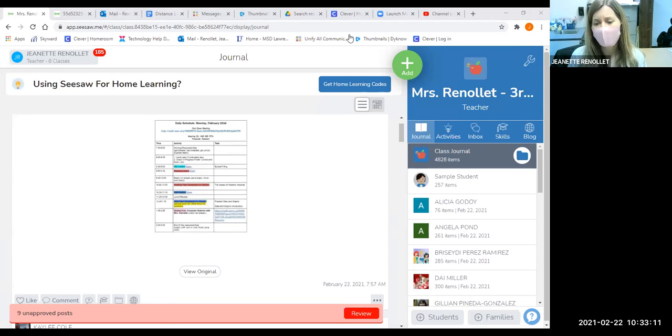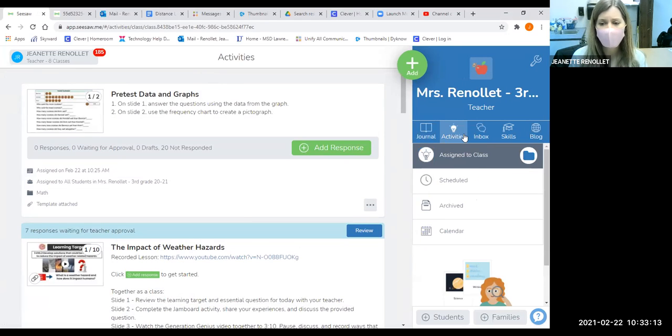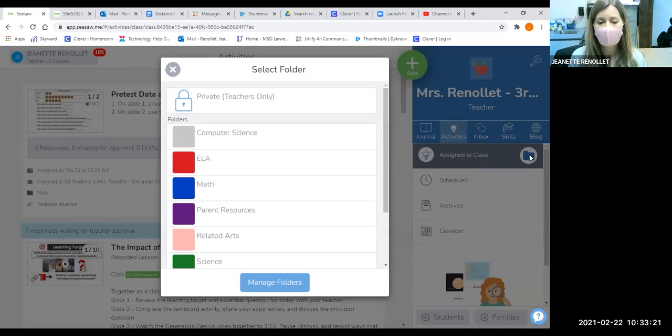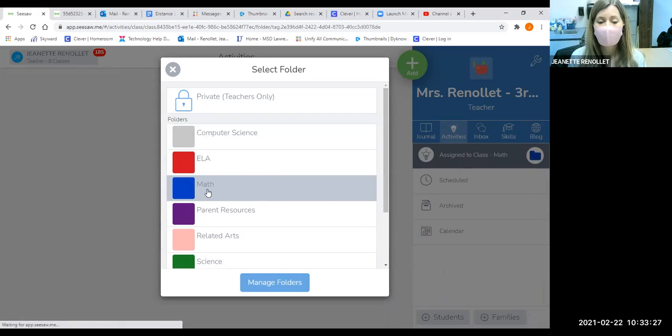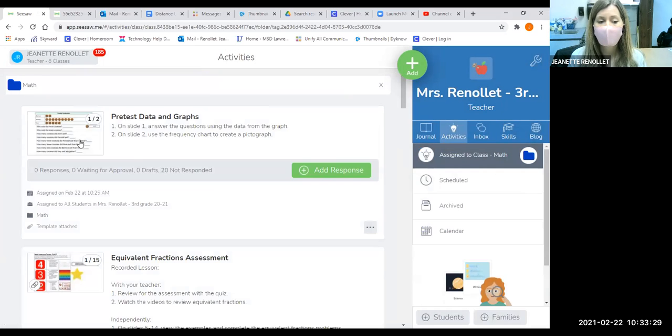In our math today, we're going to take a pre-test. So you will click on Activities, Assign to Class folder, blue Math. You will see our first task is called Pre-test, Data and Graphs.